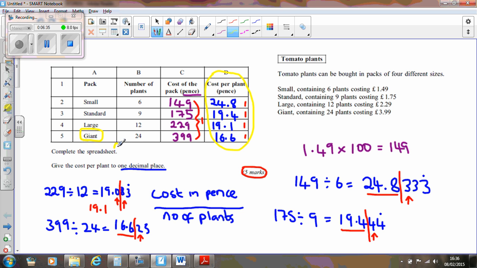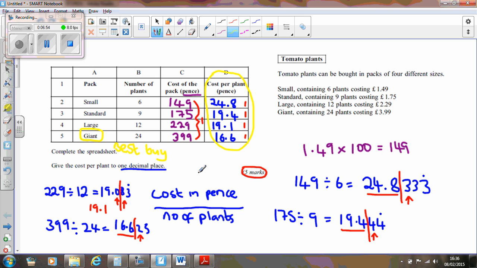So that's the best buy because you are spending less money for the amount of plants that you get. So basically, if you bought 1 plant, it would cost you about 17 pence, whereas if you bought 1 plant in here, it would cost you 25 pence. So the giant is the best buy.